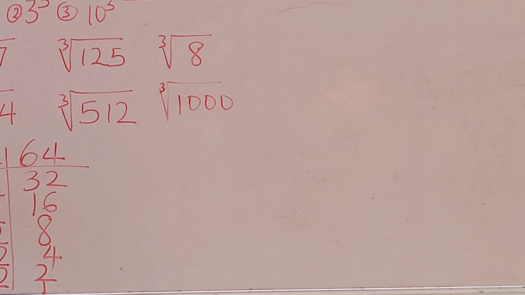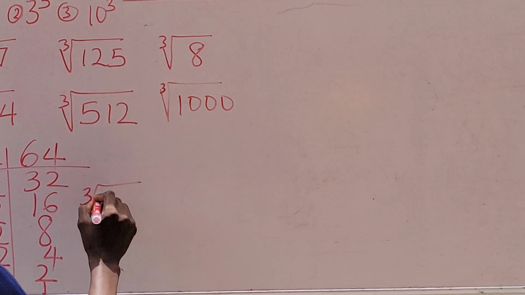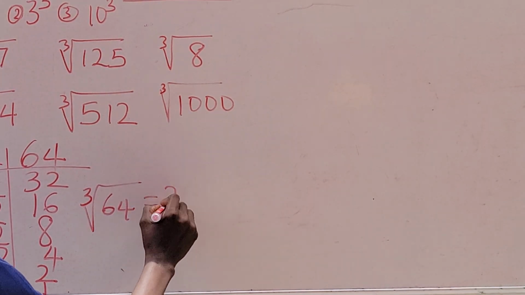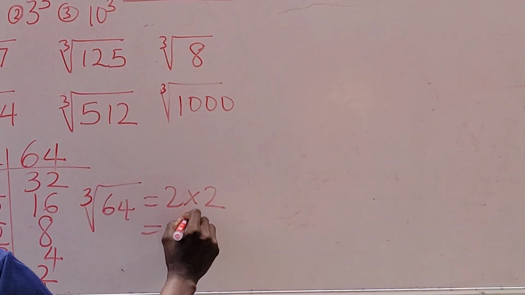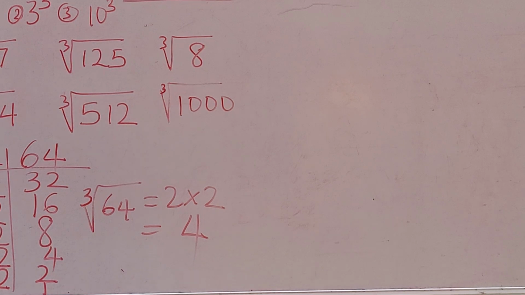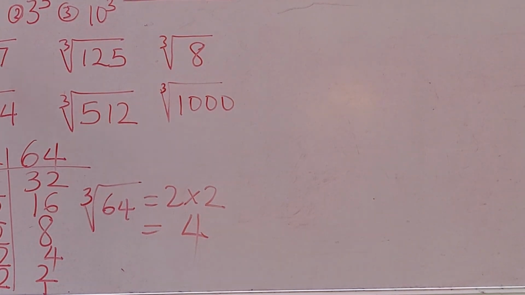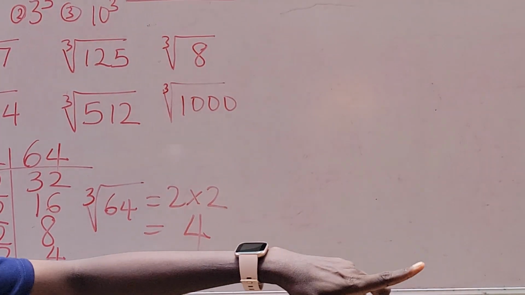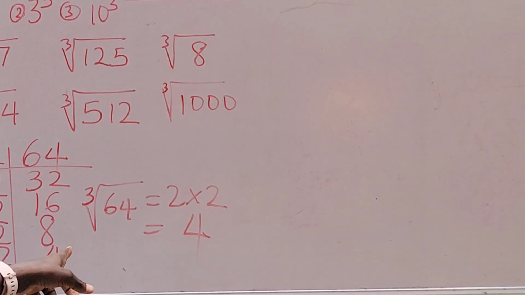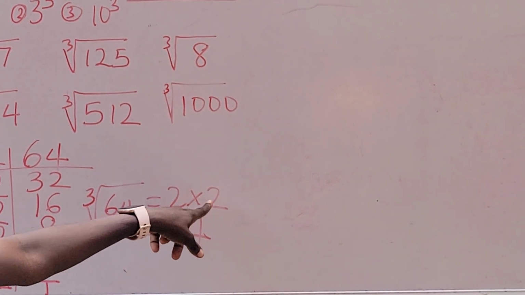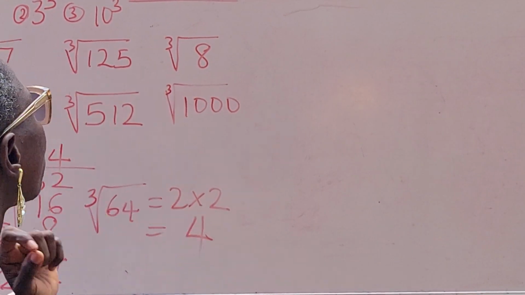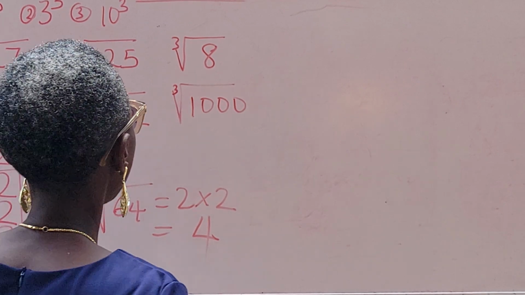Don't forget we are taking it 3, 3. So the cube root of 64 is going to be 2 times 2, and that's 4. Remember when we did cube of 4, we said 4 times 4 times 4 gives us 64. So you can see it here now. 2 times 2 is 4. Now let's go to the next one.